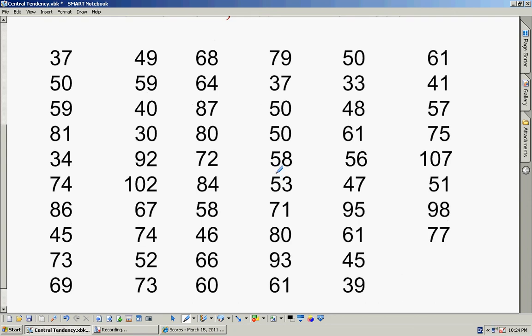I want you to first create a stem and leaf of this. Then I want you to put it in numeric order. Find your first, second, and third quartile. Then create your box and whiskers and see if you can get the mean and the mode. That's your assignment. All right. This concludes our discussion.